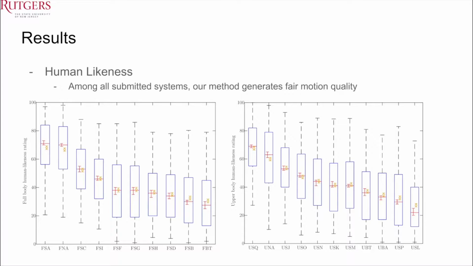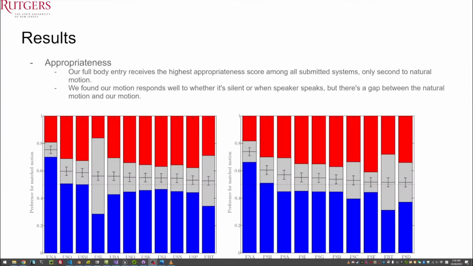The second limitation, we believe, comes from the stability of our model-generated gestures. Temporal smoothing must be applied after the model prediction. Therefore, the human likeness score will be discounted by this smoothing. For appropriateness, our full body entry receives the highest appropriateness score among all submitted systems, only second to natural motion. We found our motion responds well, whether it's silent or when the speaker speaks, but there's a gap between the natural motion and our motion.